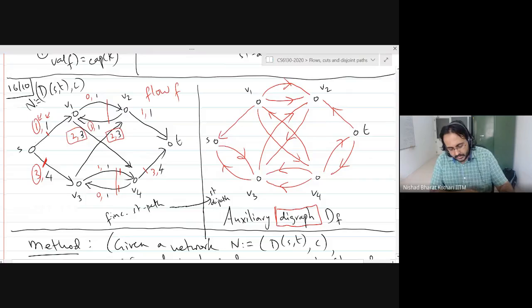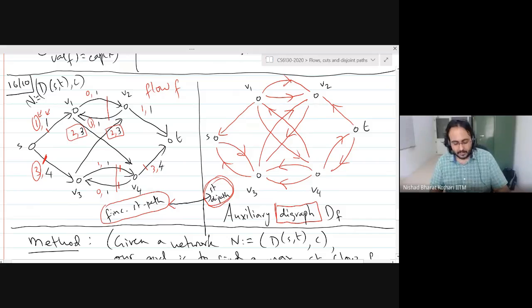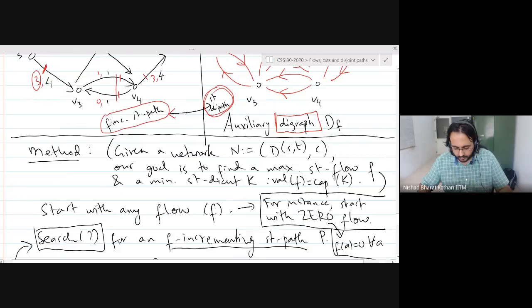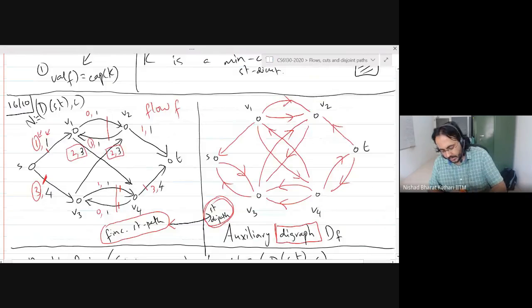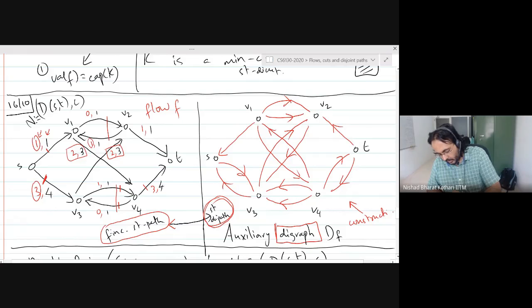Okay, now you can notice that every f-incrementing s-t path here will become an s-t dipath in this graph. And every s-t dipath in this graph will become an f-incrementing s-t path in the original network. Okay? Just think about how we are constructing this graph. Is it clear how this graph is being constructed? Are there any questions from anyone?